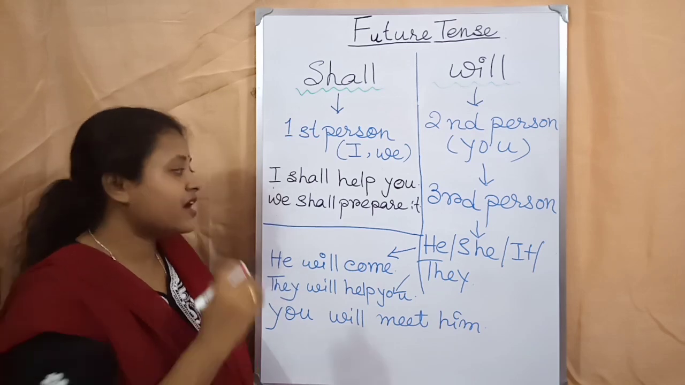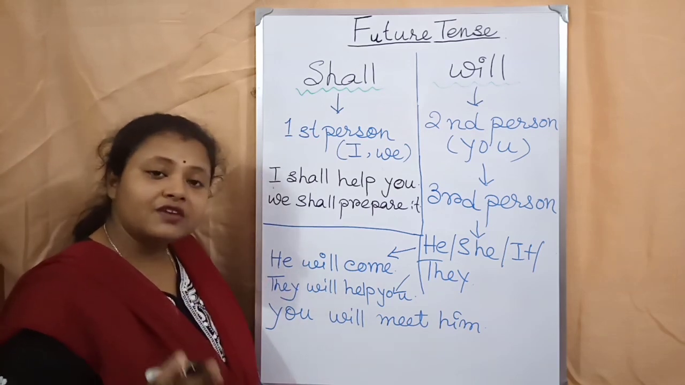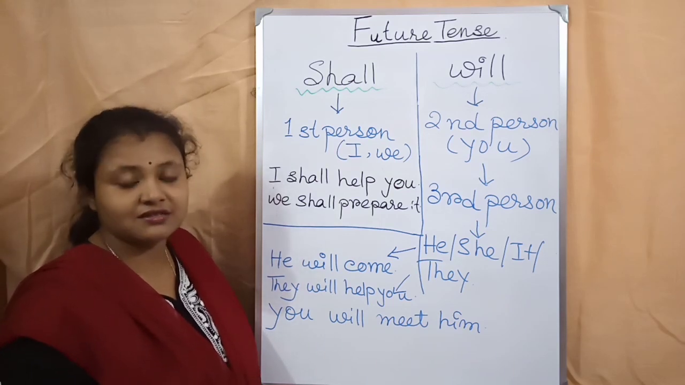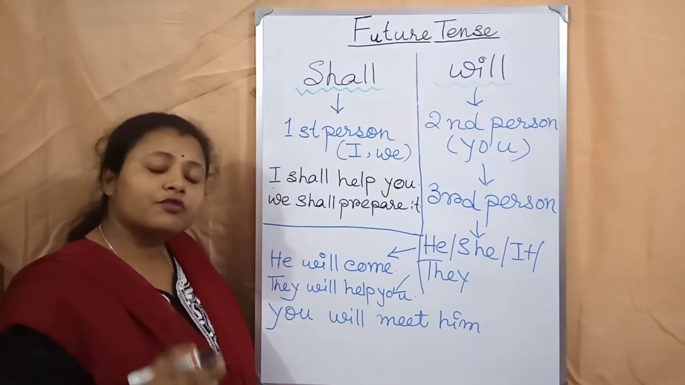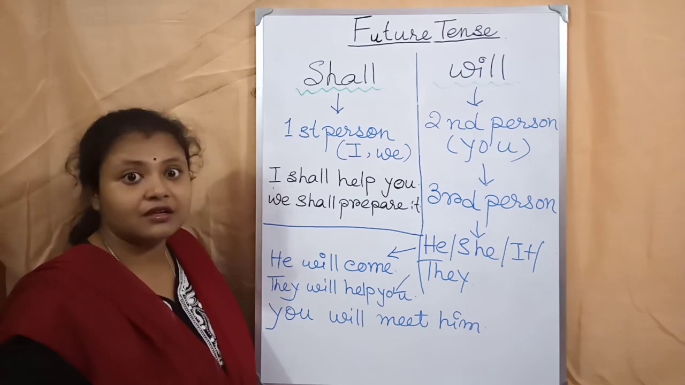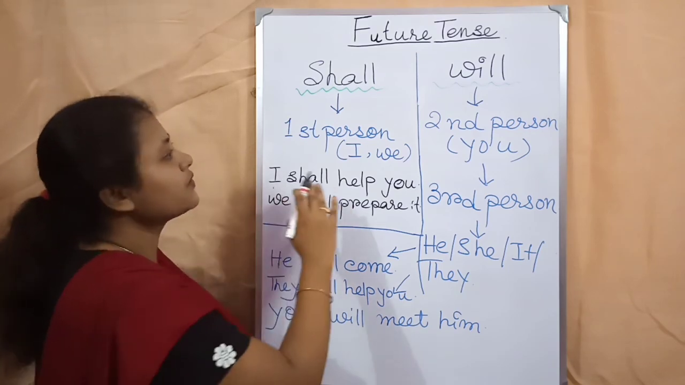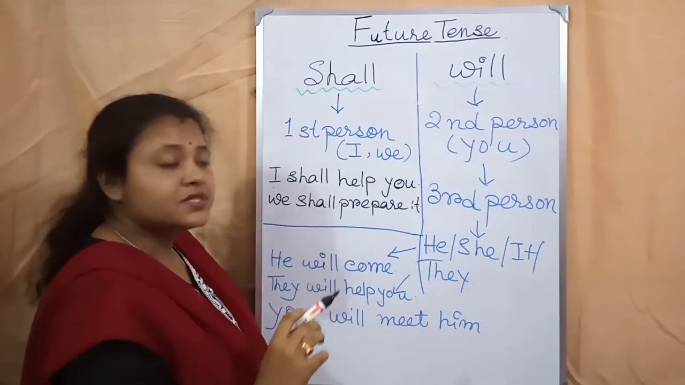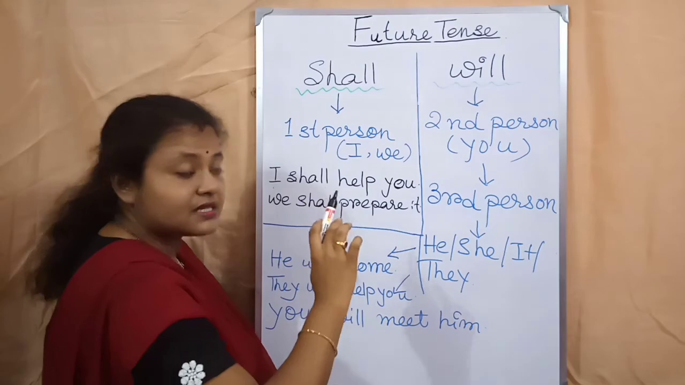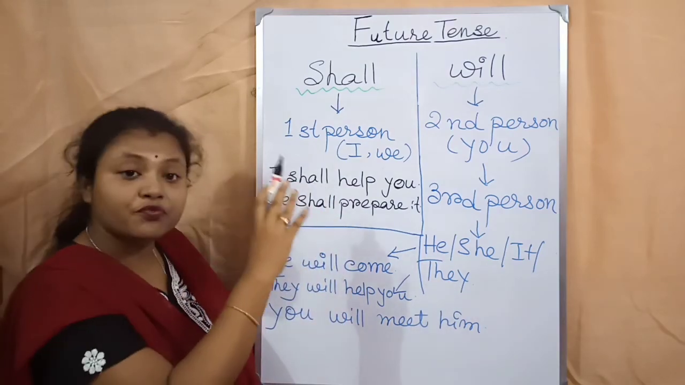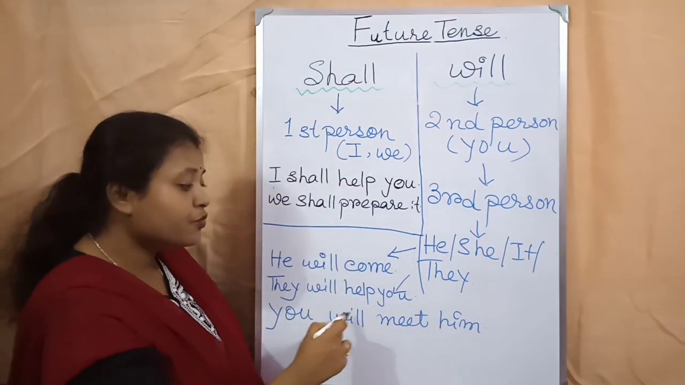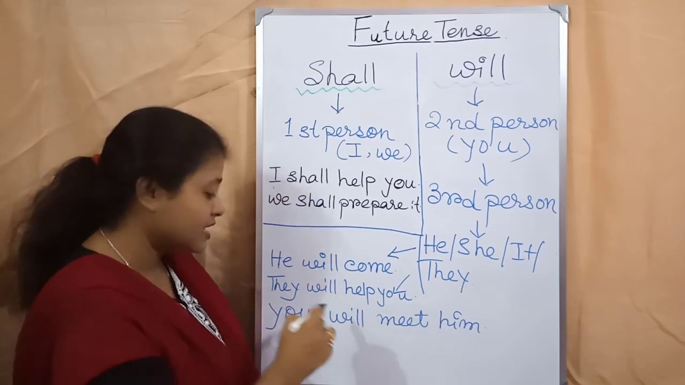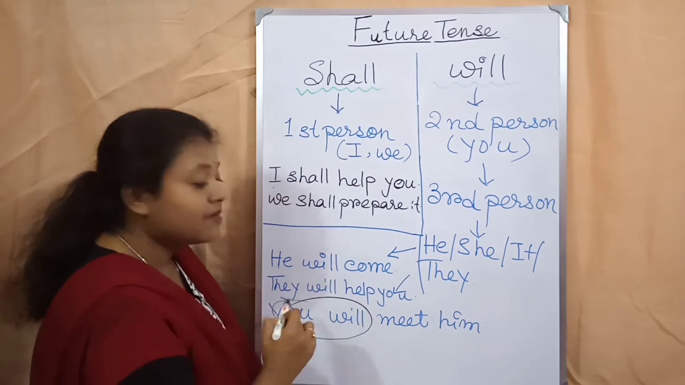Okay, so that is why wherever there is a strong determination implied in the sentence, we can also use we will. Okay, students? Now come to will. Will is used in place of second person. After second person we can use will. Here is the example. You will meet him. After you, obviously you cannot write shall.